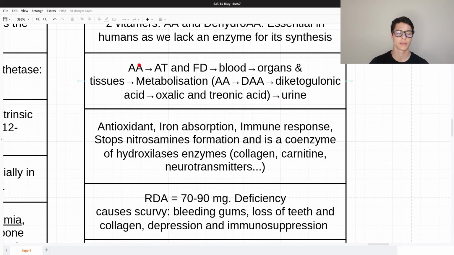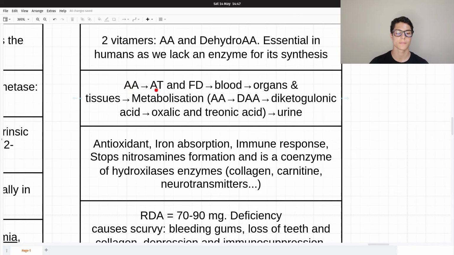So the ascorbic acid is absorbed via active transportation and facilitated diffusion. It gets into the blood, and then from the blood it goes to the organs and tissues, and then the metabolization is from ascorbic acid to dehydroascorbic acid. Then the dehydroascorbic acid is going to form the diketogulonic acid, and then this will split into oxalic and threonic acid, and eventually these two are going to get into the urine and be eliminated.